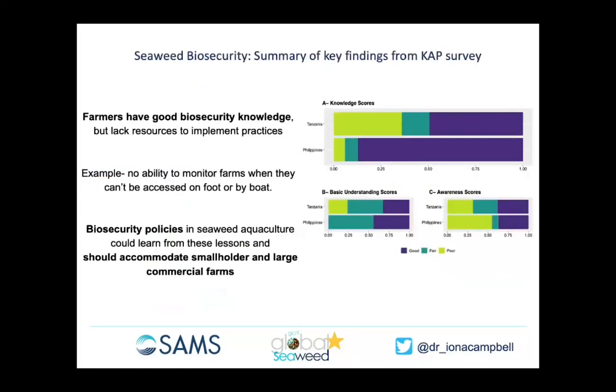What we found was that farmers had good biosecurity knowledge but lacked the resources to implement the practices. For example, some farmers didn't have the ability to monitor their farms when they couldn't be accessed on foot or by boat, so when they were submerged at high tides. Biosecurity policies in the seaweed industry could learn from these lessons and should accommodate smallholder and large commercial farms when on a large international scale.